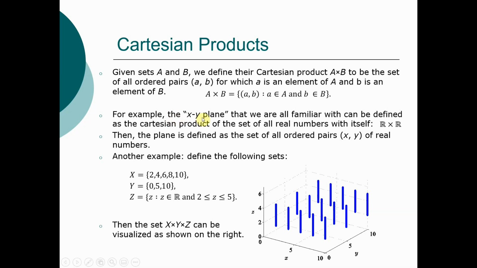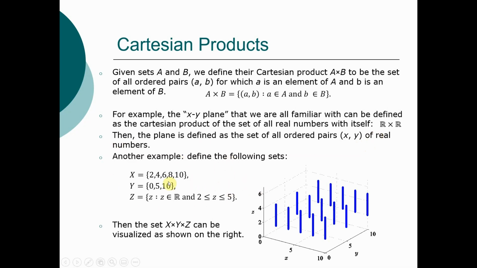For example, the xy plane that we are all familiar with can be defined as the Cartesian product of the set of all real numbers with itself. Then the plane is defined as the set of all ordered pairs x and y of real numbers. Another example is given here.